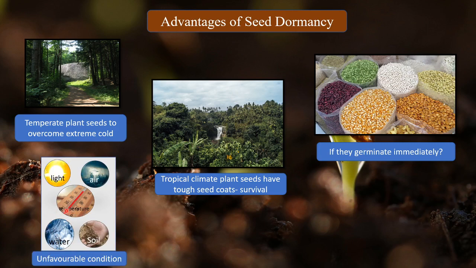And seed dormancy is also advantageous to the plant to overcome unfavorable conditions. These unfavorable conditions could be light conditions. Sometimes light conditions are not favorable. Sometimes air is not favorable. Sometimes temperature is not favorable. Some plants require low temperature, some require high temperatures. Then sometimes water conditions are not good. Sometimes soil has a certain pH which is not favorable. So to overcome the unfavorable conditions also, the seed undergoes dormancy, which is advantageous to the seed itself.